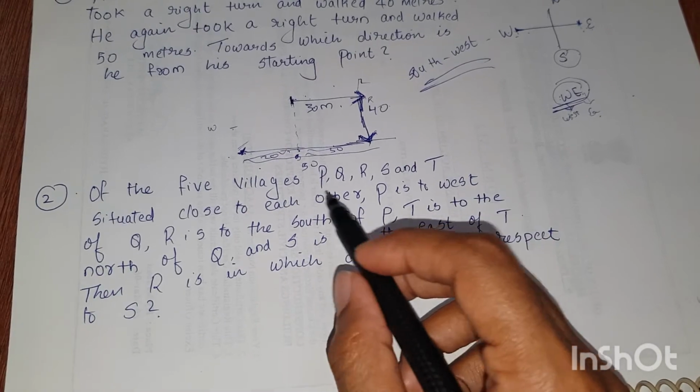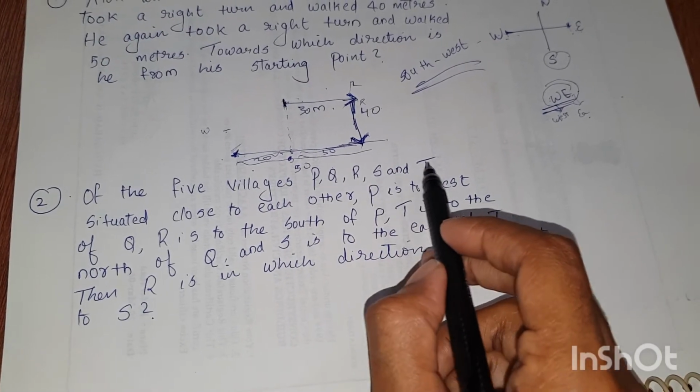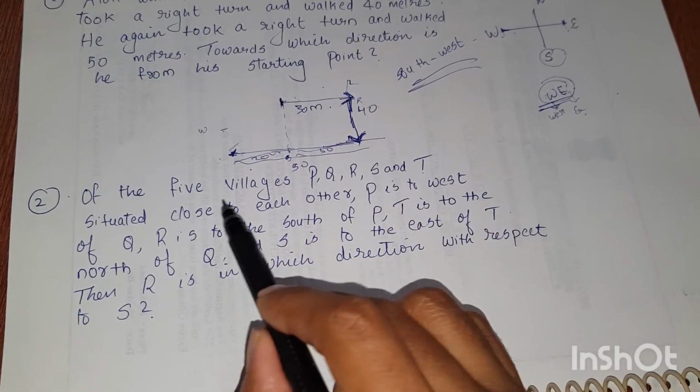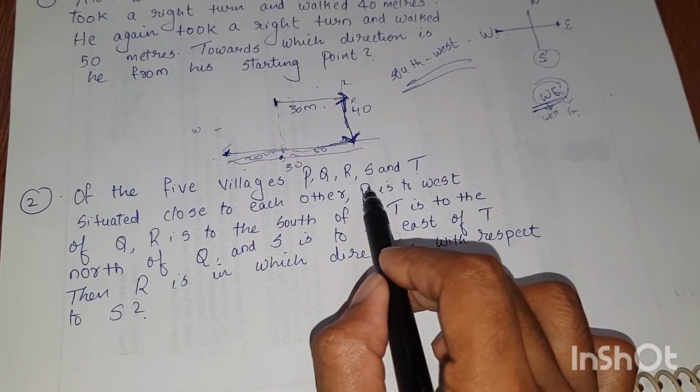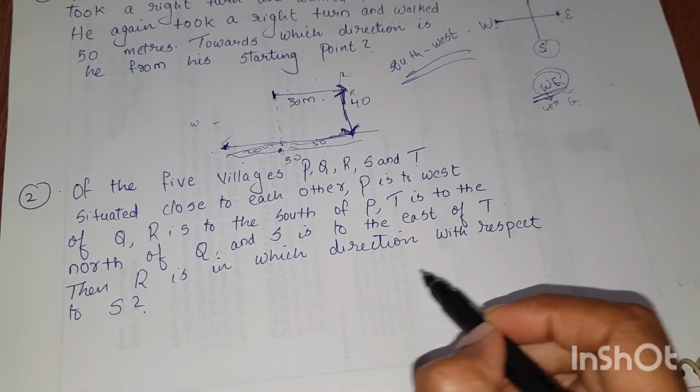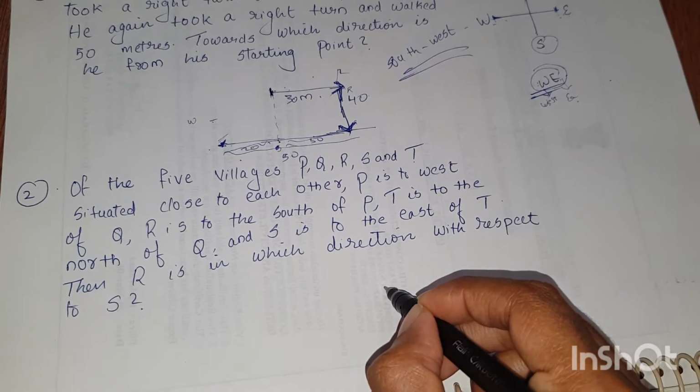Next question. Of the 5 villages P, Q, R, S and T, which are situated close to each other, P is situated to the west of Q.